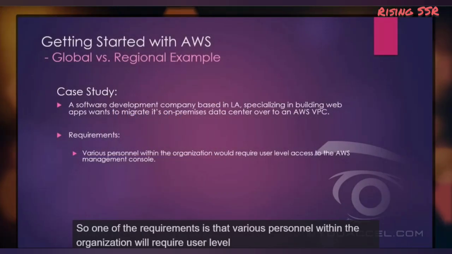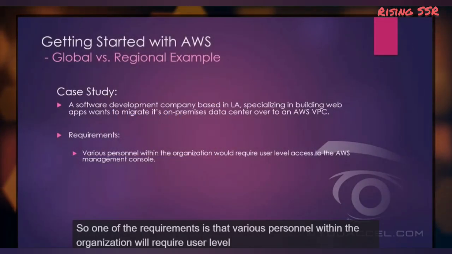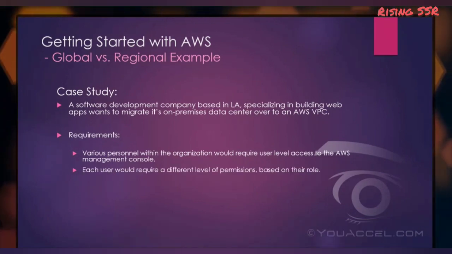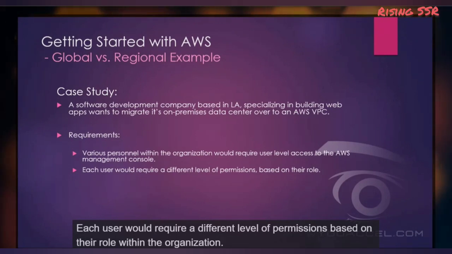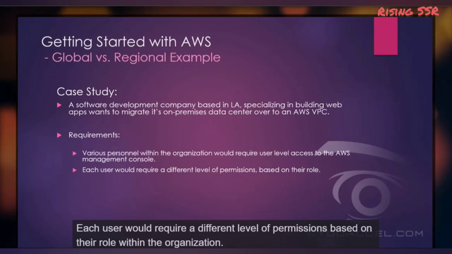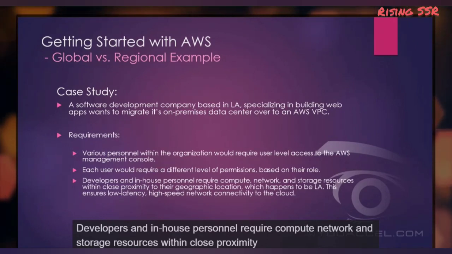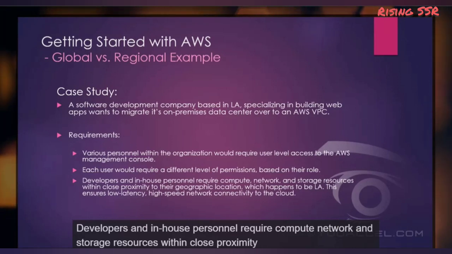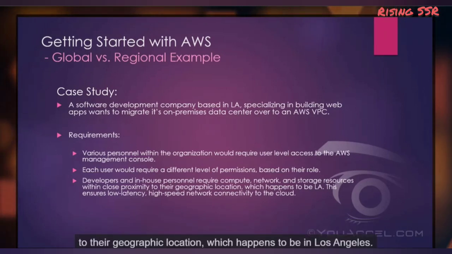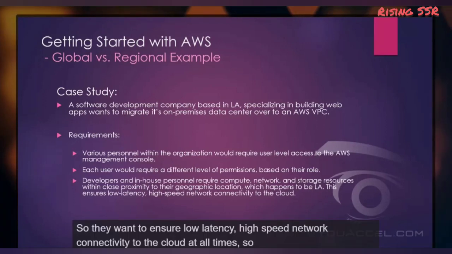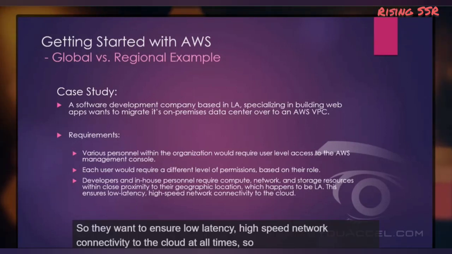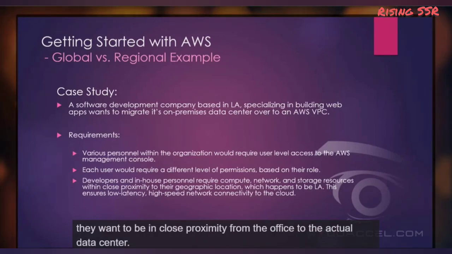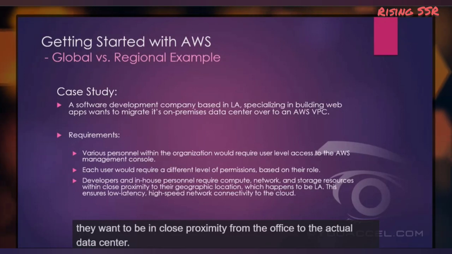So one of the requirements is that various personnel within the organization will require user-level access to the AWS Management Console. Each user would require a different level of permissions based on their role within the organization. Developers and in-house personnel require compute, network, and storage resources within close proximity to their geographic location, which happens to be in Los Angeles. So they want to ensure low latency, high speed network connectivity to the cloud at all times. So they want to be in close proximity from the office to the actual data center.